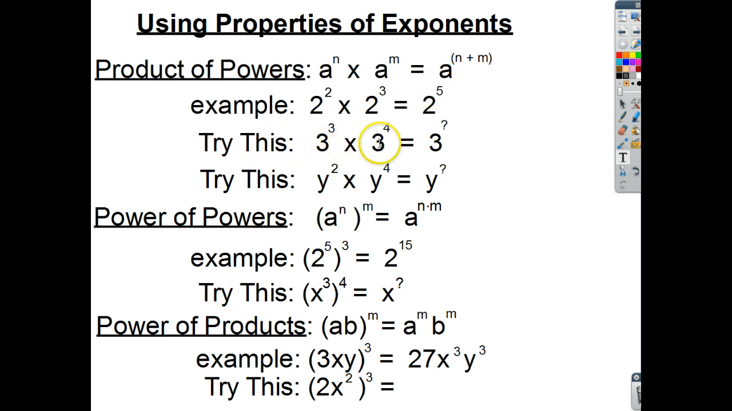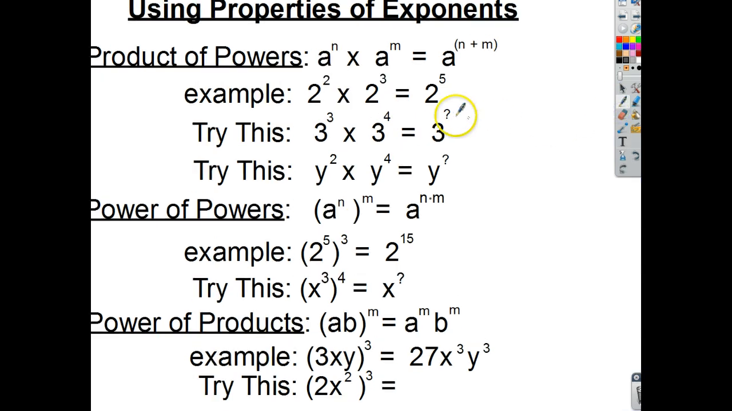3 to the third times 3 to the fourth. And you should have gotten 3 to the 7th power. That's a pretty thick line there. Let's back that off a little bit. There we go. Alright, here's another one. y squared times y to the 4th. And that would be y to the 6th power. So we're going to add the 2 and the 4 and get 6. And the y doesn't change.